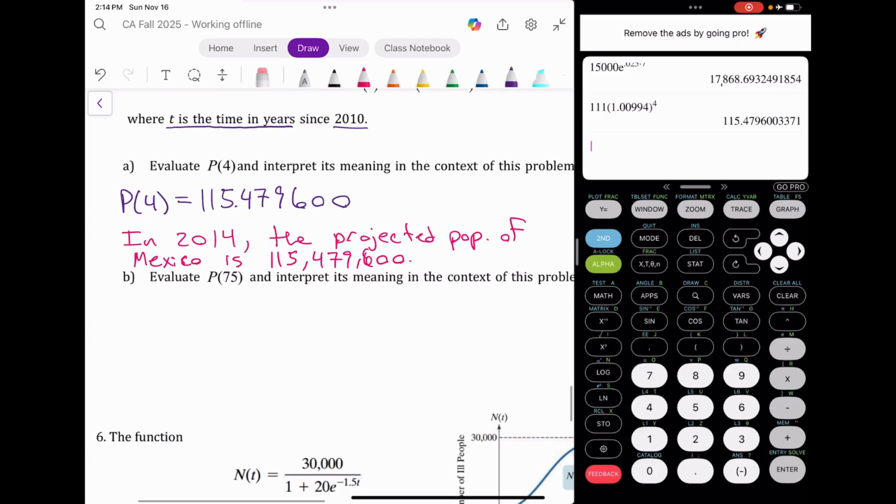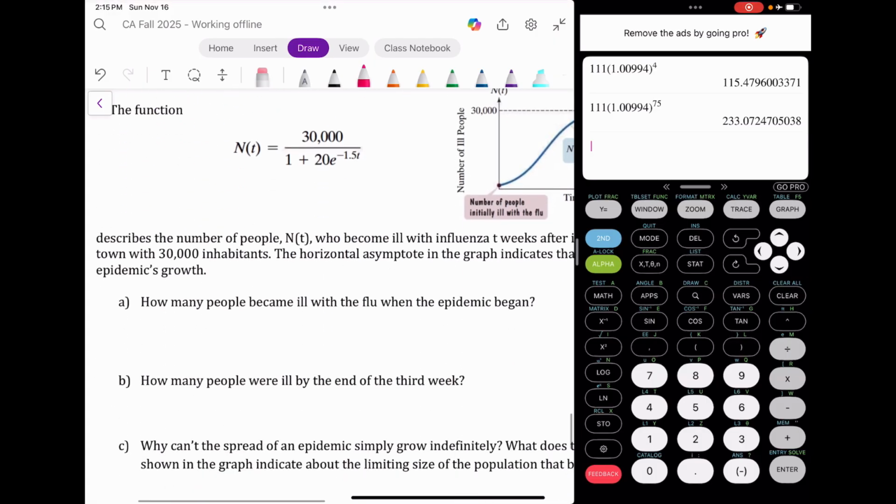Okay, and part B would be the same thing, right? But for 75, so this would correspond to the year 2085. So you would say in the year 2085, the projected population of Mexico is 233,072,471 people. So very similar to part A. So we'll move along to number 6.